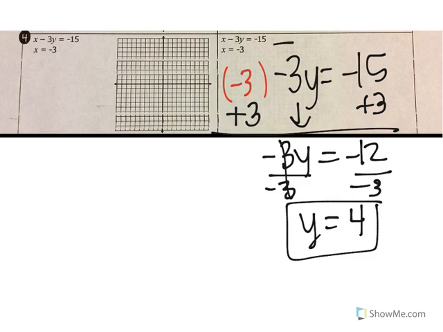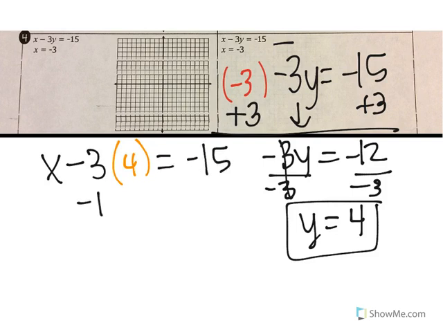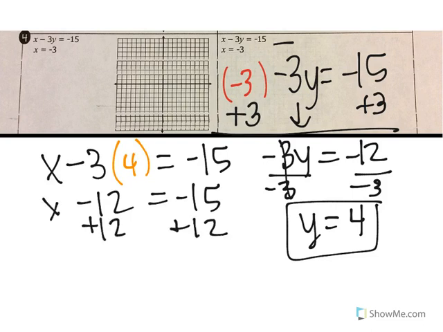But we're going to go ahead and prove that, just so we're not getting confused there, and we're going to see that it's going to equal -3. So I have -3, and then I'm going to times that by 4, and that's equal to -15. So -3 times 4 is -12. And I add 12 to both sides, and I get x equals -3.